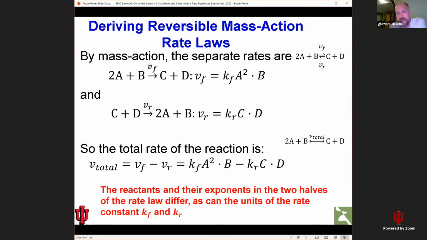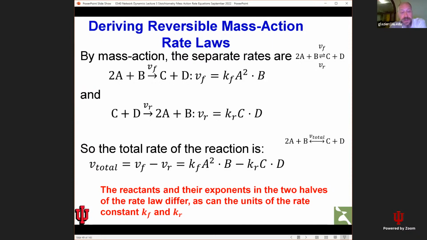I don't know if that makes sense to people, but it's actually a pretty fundamental problem. We typically say something is faster or slower than something else. If I write 2 kf (a) squared times b and kr c times d, I can ask which one of those is bigger. But if I just look at kf and kr and ask which is bigger, I can't tell you because they have different units. So the total rate of reaction is the difference between the forward and reverse rate.